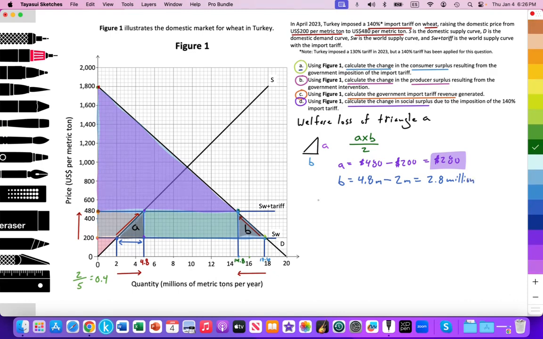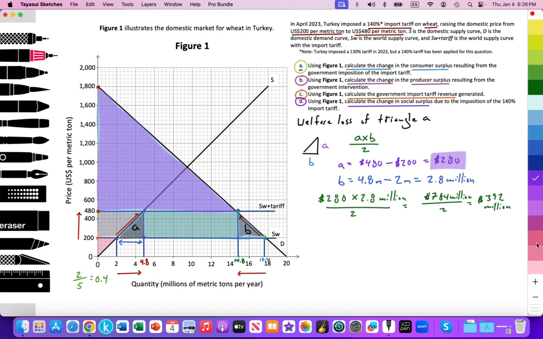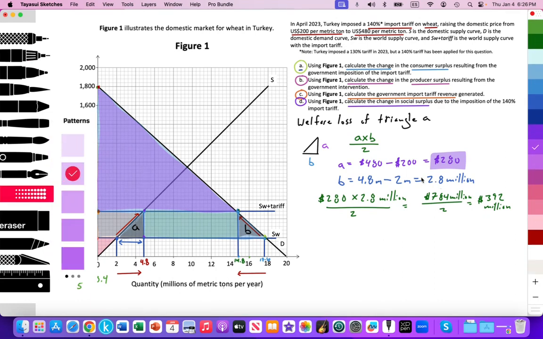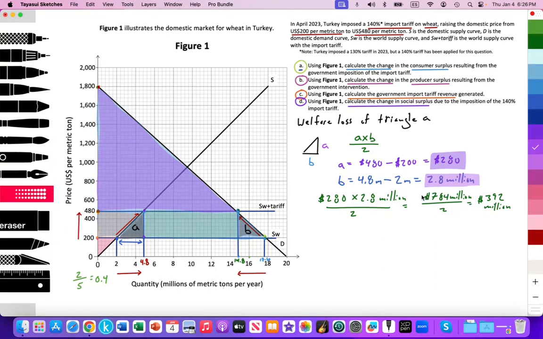So our final workings will be 280 times 2.8 million. Divide that by 2. That equals 784 million divided by 2. So that works out to, final answer, 392 million. Okay, that's the surface area of that initial triangle.